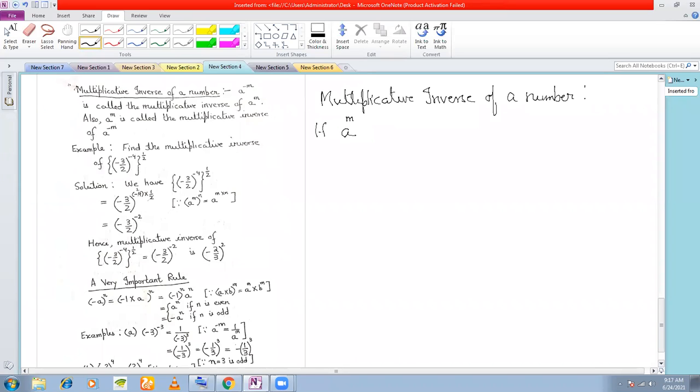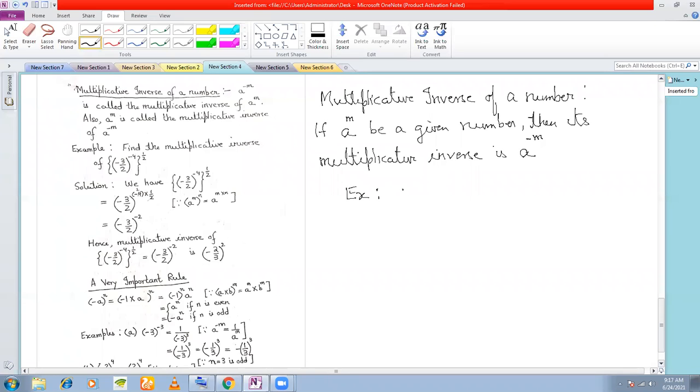If a to the power of m be a given number, then its multiplicative inverse is the same base, where you simply change the sign of the power. Okay, so suppose I have the example that I've given here, let's say minus 3 by 2 to the power of minus 4. I want to find out the multiplicative inverse of this, right?